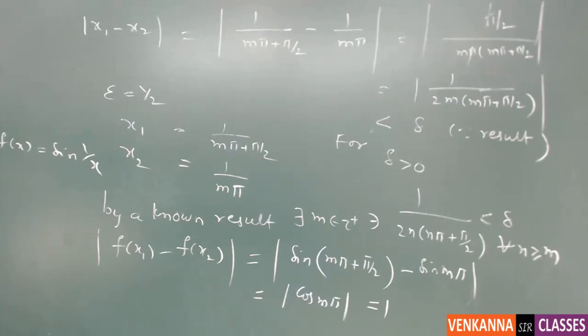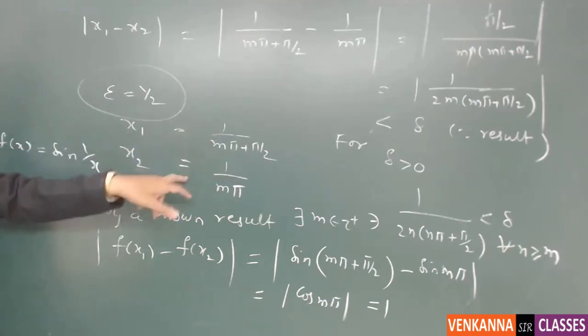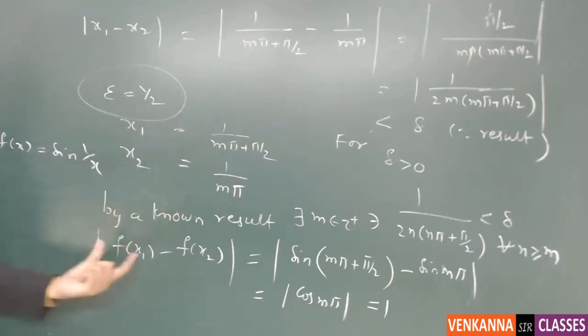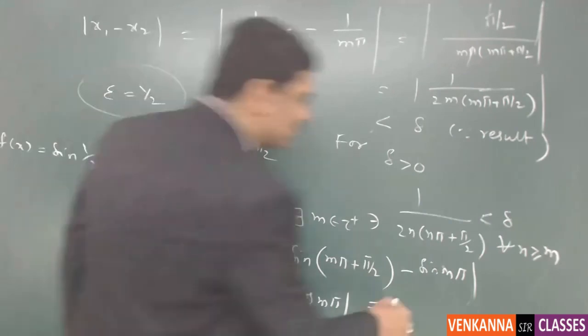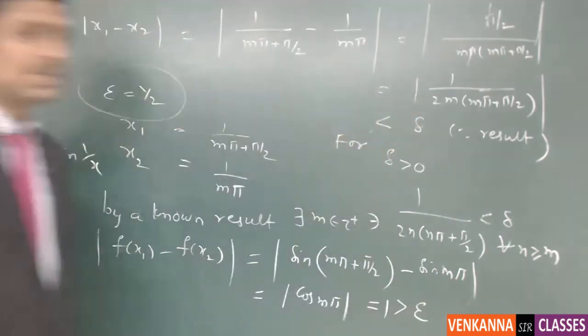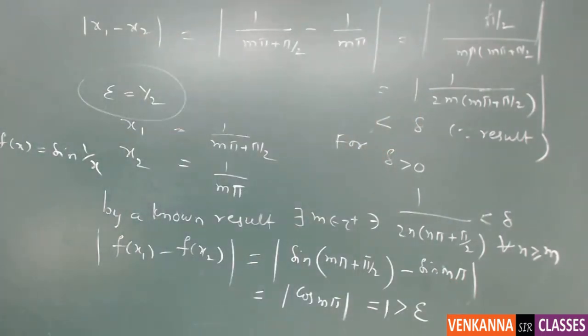I hope so. Since cos m pi takes the values either plus 1 or minus 1, and the modulus is presented there, its value is always 1. Therefore you have taken epsilon equal to 1 by 2. But even though you have taken two numbers whose gap is less than delta, the corresponding image value is greater than epsilon. Therefore, the function sin 1 by x is not uniformly continuous.